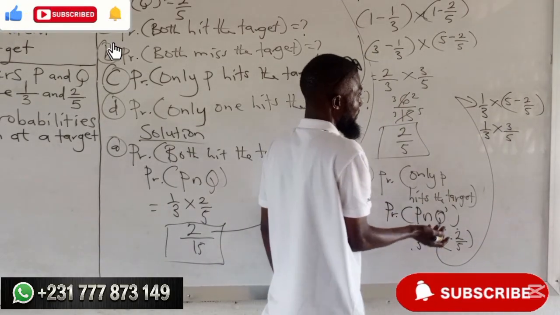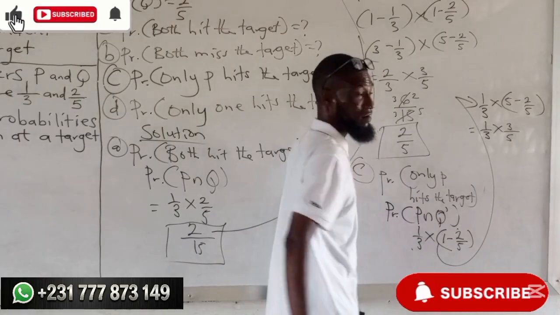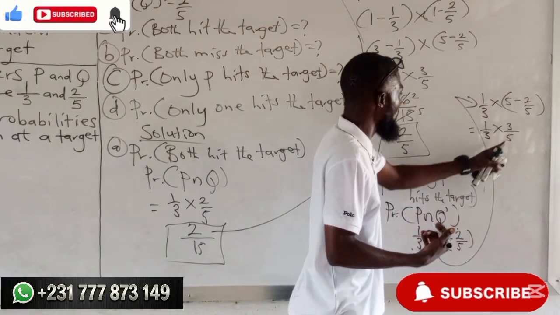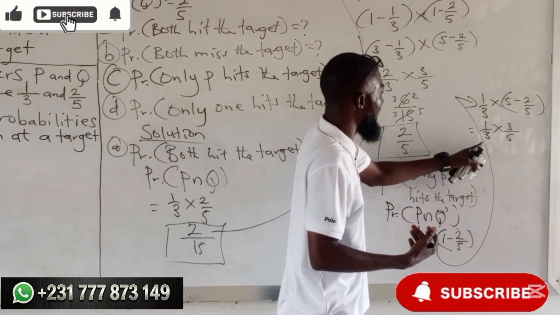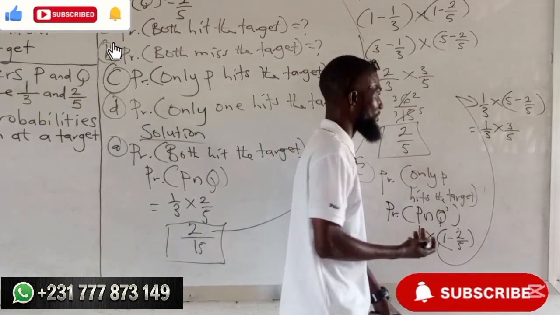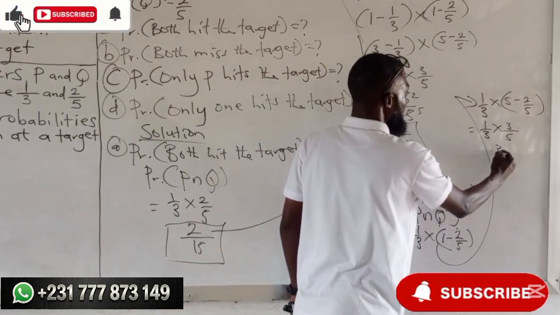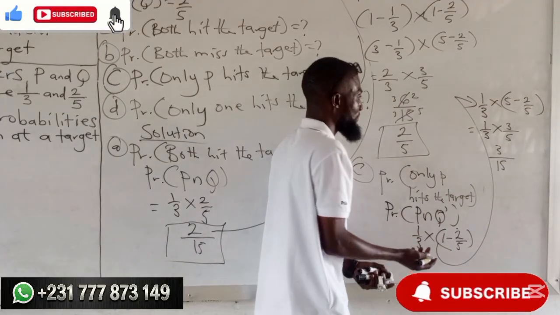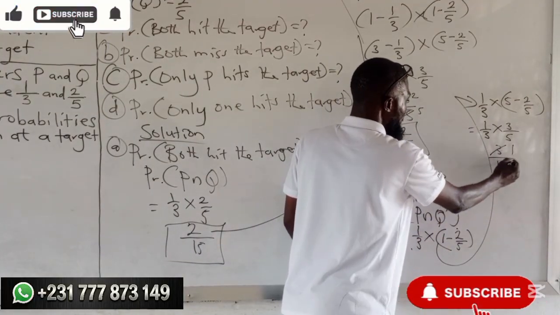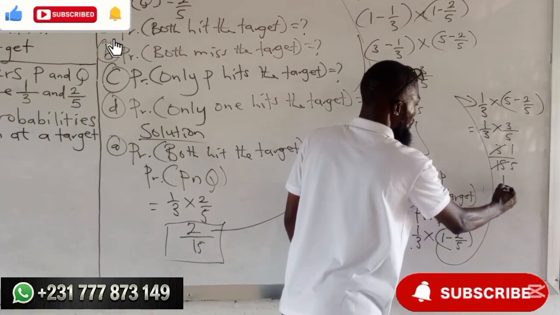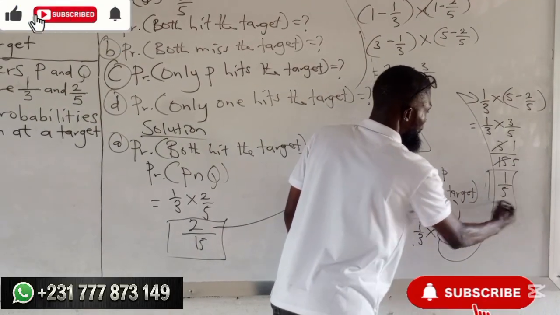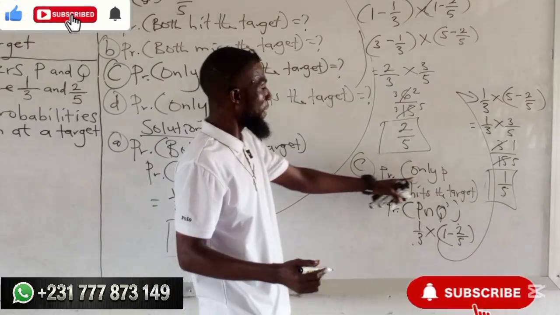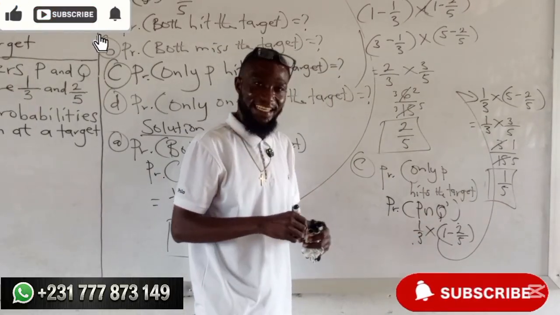Ladies and gentlemen, remember to get our answer, we'll be multiplying 1 and 3, and at the same time multiplying 3 and 5. So 1 times 3 is 3 over 3 times 5, which is 15. But it can be reduced: 3 goes into 3 one time and into 15 five times. So it's 1 over 5. Ladies and gentlemen, this is the answer for the probability that only P hits the target.